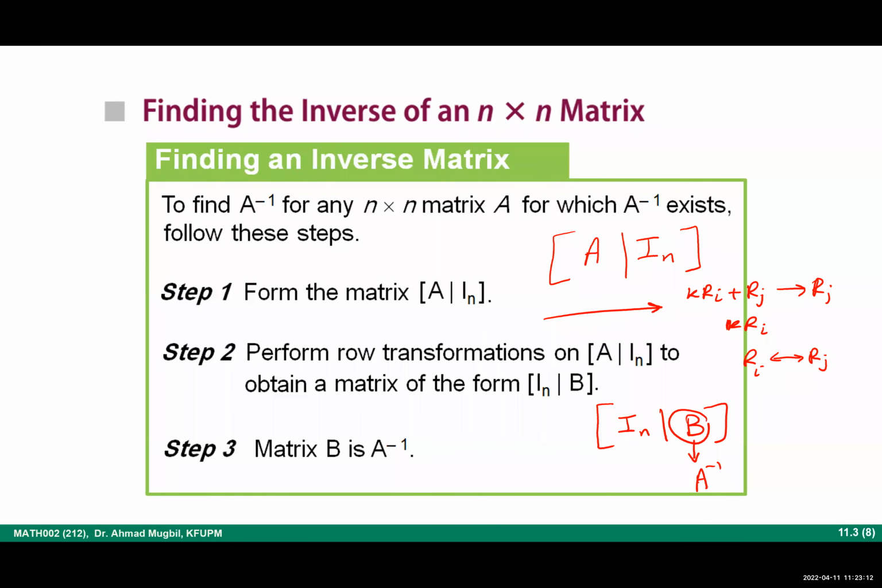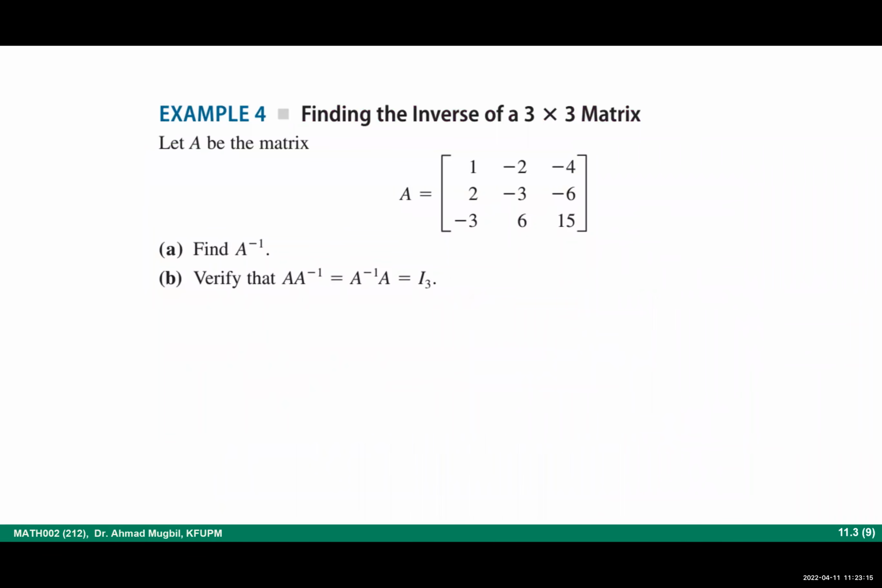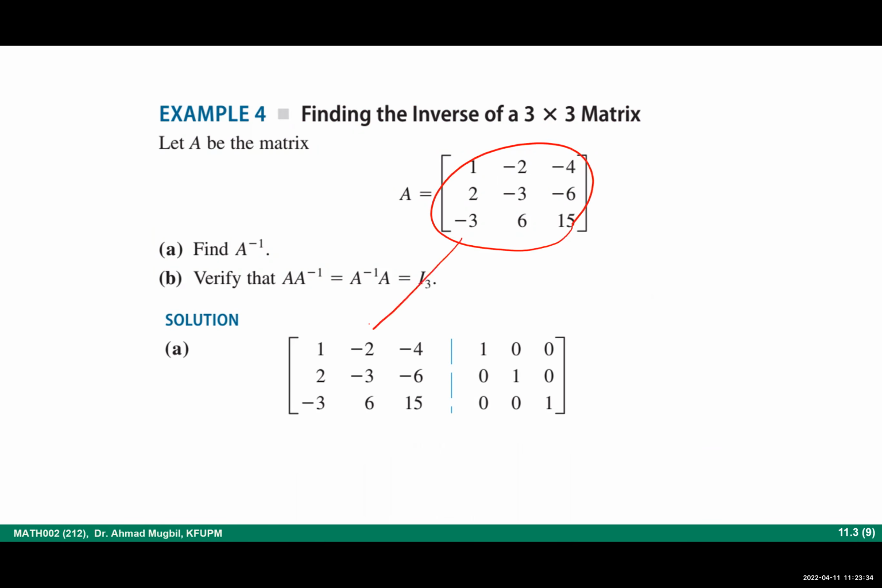Actions are stronger than words. Let's do that with an example. Let A be this matrix. Find the inverse and verify that it satisfies the definition of the inverse. So we will write the extended matrix. We will write our 3 by 3 matrix here, and then we will write the identity matrix I3. This is our matrix, and this is I3. We will write it on the right.